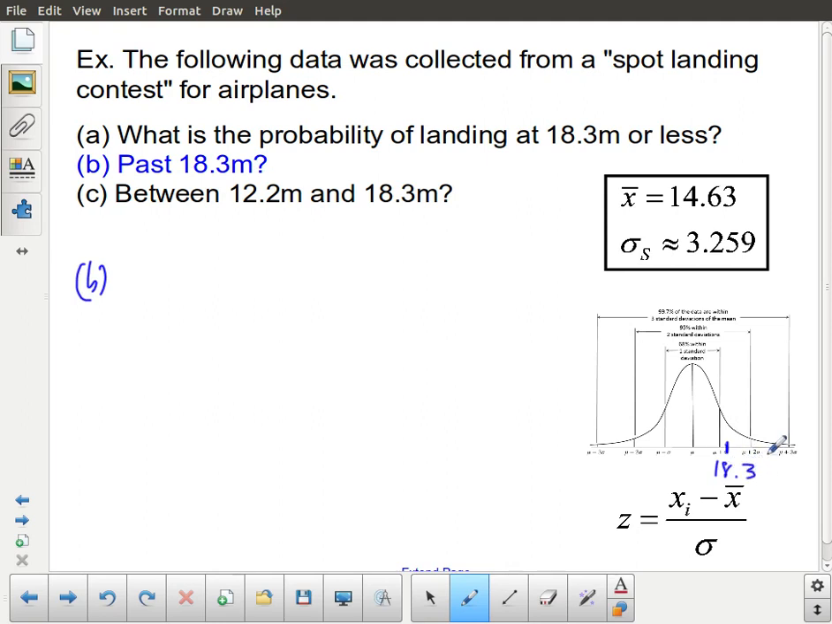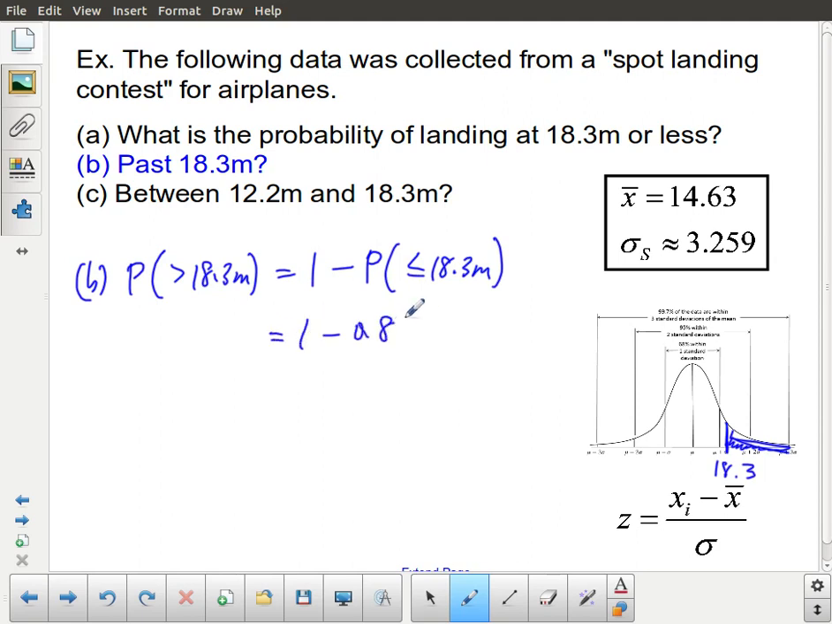18.3. Now in this case, we don't have to do any additional z-score calculations. We already have the numbers we need, because the probability of landing greater than 18.3 meters is just the same as 1 minus the probability of less than or equal to 18.3 meters, which is 1 minus 0.8708, which works out to be 0.1292. So about 13%.